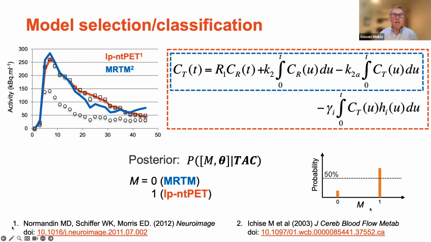We'll get a probability density that looks like this after performing a large number of trials. And you can see that based on a simple 50% threshold, you'll say that a certain proportion of the time model 1, LPNT-PET, is more likely to describe the data than model 0, MRTM. And whichever model has the highest proportion is the one that you select typically. But you can change that threshold as needed. So it works very well for doing model selection as well, and I'll show some examples in a moment of that.